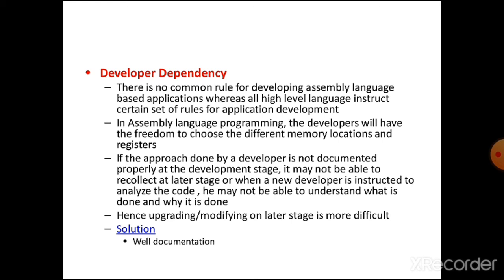There is no common rule for developing an assembly language application. In assembly language programming, the developers have the freedom to choose different memory locations and registers. If the approach taken by the developer is not documented properly at the development stage, it may not be possible to recollect it at a later stage, or when a new developer is instructed to analyze the code, he may not be able to understand what is done and why it is done. So upgrading or modifying at a later stage is more difficult. So the solution is good documentation.